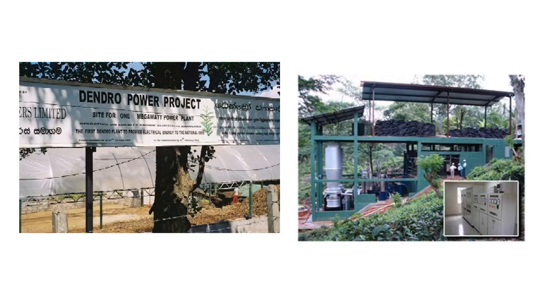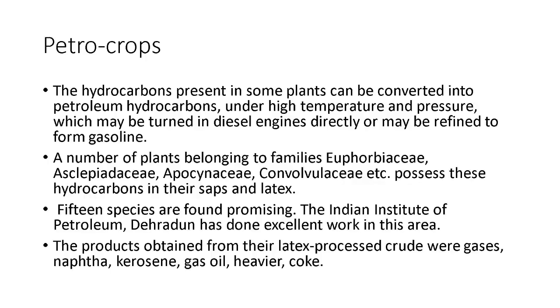So there is a dendro power project in Sri Lanka, and it is supported by China, where the plants are grown and used for the dendro power project. Now, what is the next biomass energy which is available in the form of petro-crops?